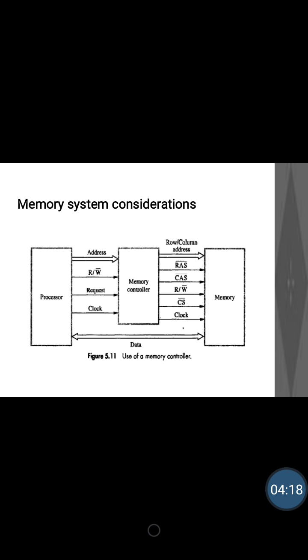If it is a read operation, then the memory will place the data from the specified row and column onto the data lines and send it to the processor. If it is a write operation, the processor, along with sending the address and the different signals such as read or write, request and clock, also sends the data along with the address, and this data will be taken and written into the memory by the memory unit. So this is how the memory controller is useful for performing the multiplexing operation on the address and performing read and write operations. Thank you.